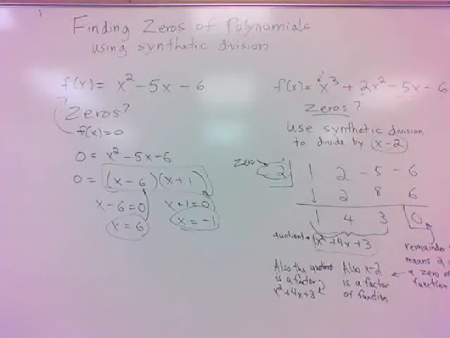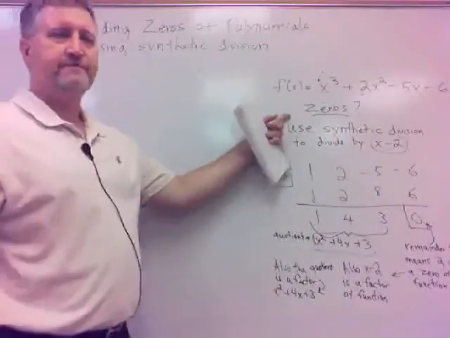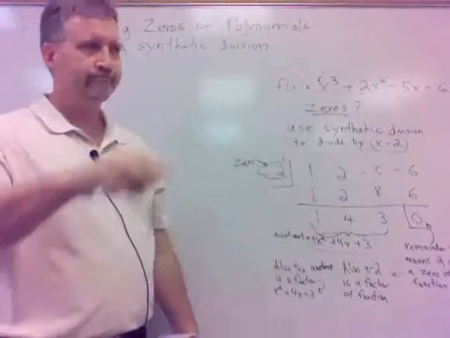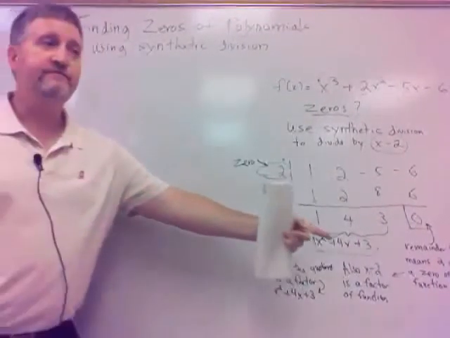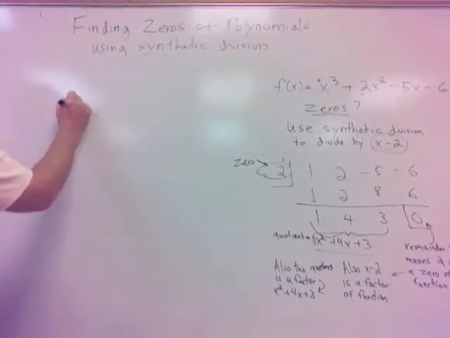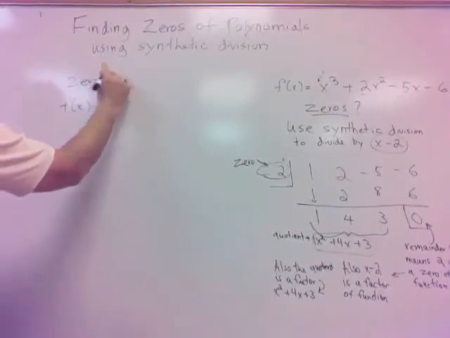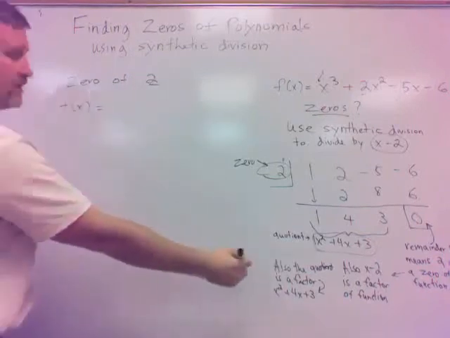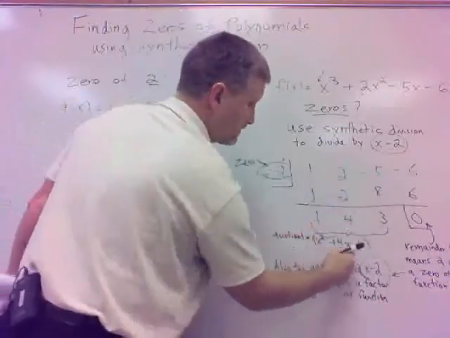Here's the rest of the story, as they say. Okay? The goal was to find the zeros. I found one of them. How many zeros are there, though? Well, if it's x cubed, there are 3 zeros if you count multiplicities and all that. I found one of them. I still need to find 2 more. Well, here's the thing. I found one of the zeros, but what I also found was that x minus 2 is a factor, and then I also found that x squared plus 4x plus 3 is a factor.